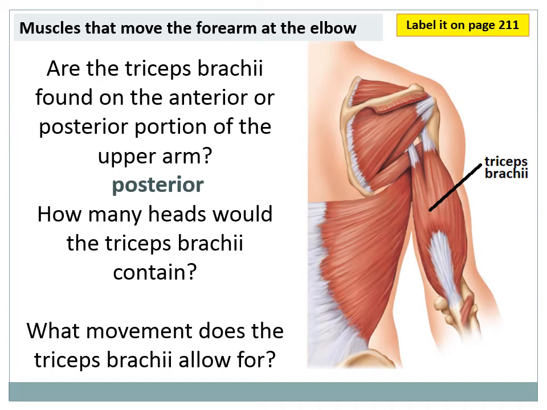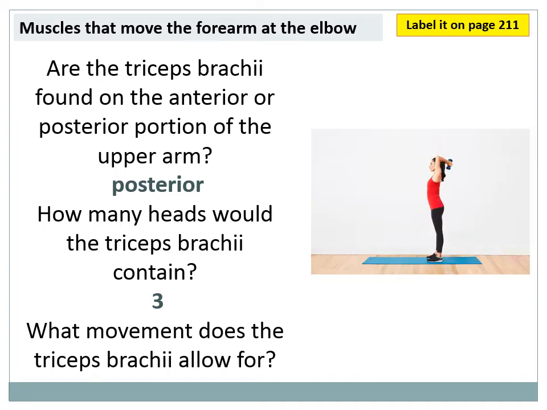How many heads would we find on the triceps brachii? Well, tri means three, so we're going to find three heads on that triceps brachii. What movement does our triceps brachii allow for? Good. It's going to allow us to extend the forearm. So you can see that lady, she is extending her forearm, which is actually exercising that triceps brachii.